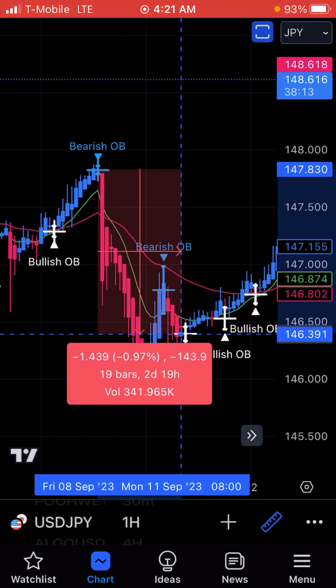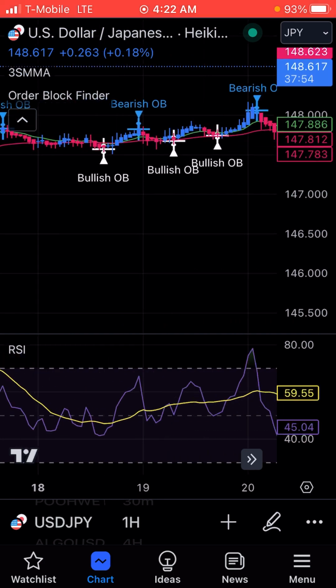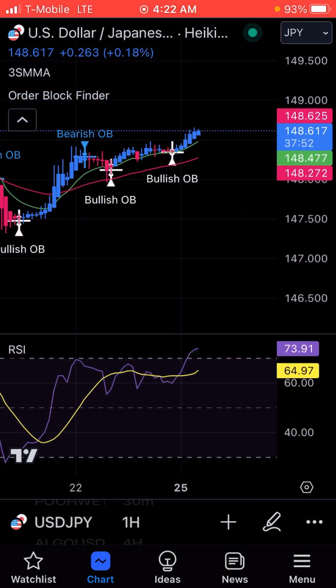This is a 1,439 pip move. This is a big one. This is a 14,390 dollar move. He did $10 lot size. So I'm going to end it there with Forex. Definitely check my channel out for other Forex trading advice for strategies.